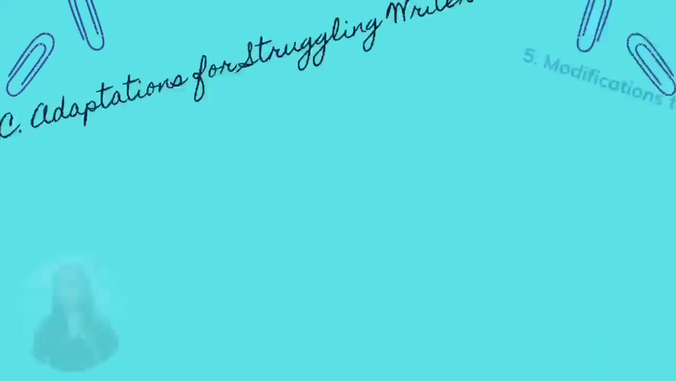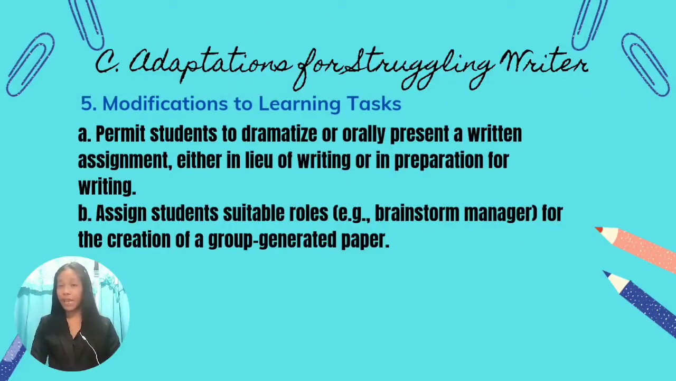So let's move on to number 5, modification to learning task. Letter A. Permit students to dramatize or orally present a written assignment, either in lieu of writing or in preparation for writing. Example, if you ask your students to write a speech with a minimum of 200 words, then a student would prefer to tell it, then let her do it. Let her tell her speech in front of you.